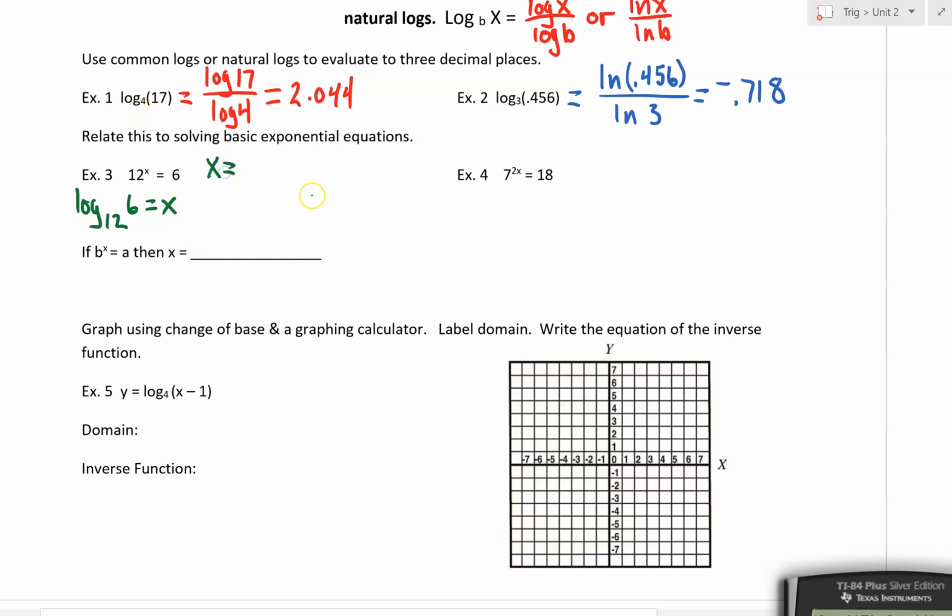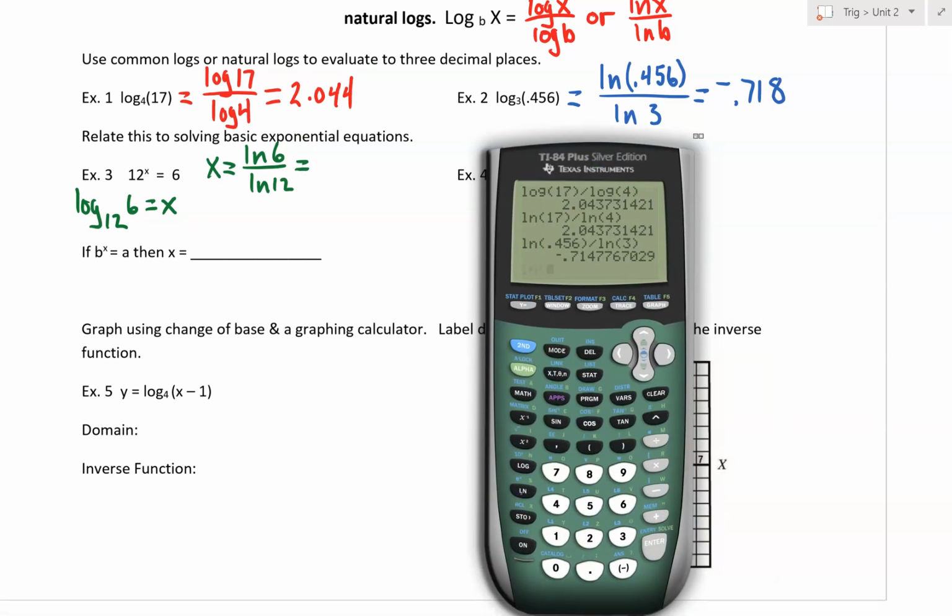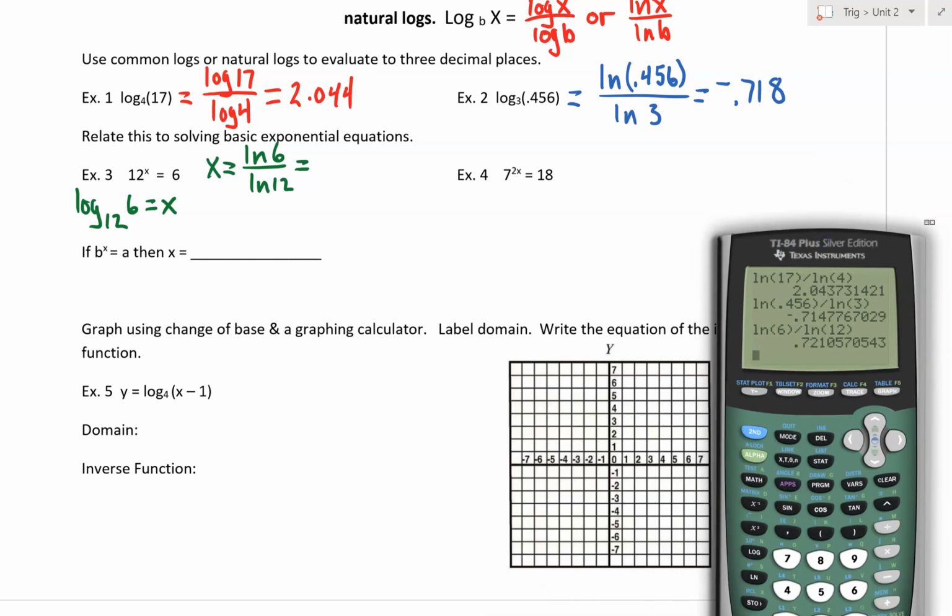X is going to equal, I'll use natural log here since it already has logs. Natural log of 6 over the natural log of 12. Remember, the base number, whatever it is, has to be at the bottom. When we do this one, it's the natural log of 6 divided by the natural log of 12. Remember, you can't just divide 6 into 12 and get 2 at the bottom. It doesn't work like that. 0.721.